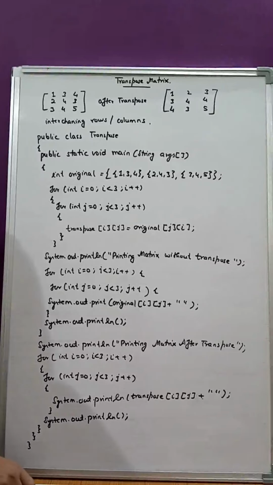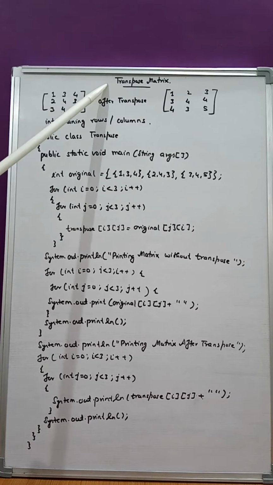Children, in the last video we discussed the identity matrix. There I told you that the identity matrix is that matrix in which the diagonal elements are 1 and the non-diagonal elements are equal to 0. Now in this video we will be discussing the transpose matrix.